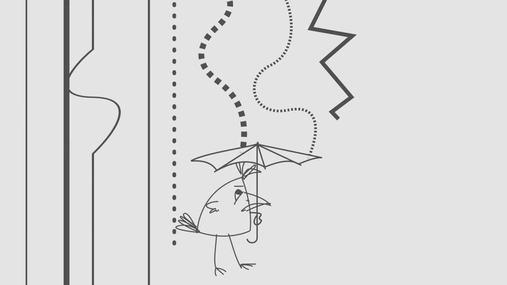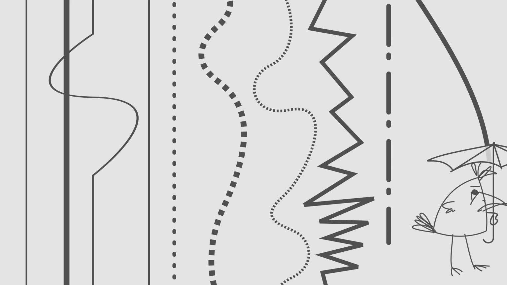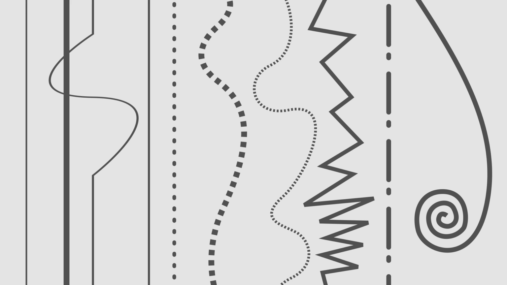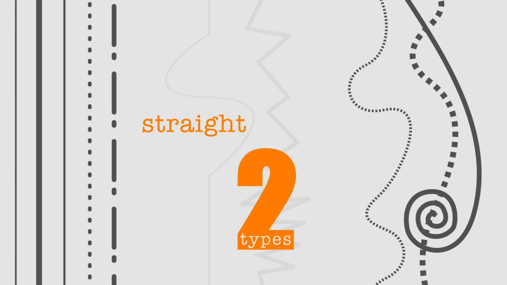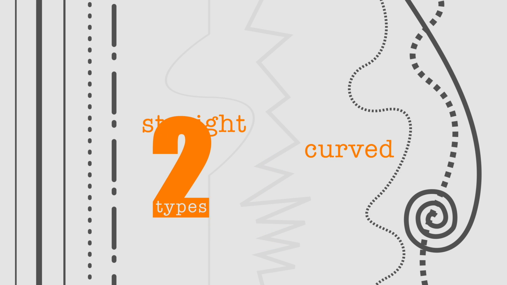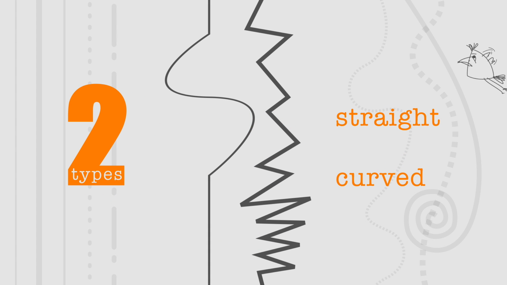There is an endless number of lines that you see and use in art. But technically speaking, there are only two types: straight lines and curved lines. The rest of them are combinations or variations of these two types.